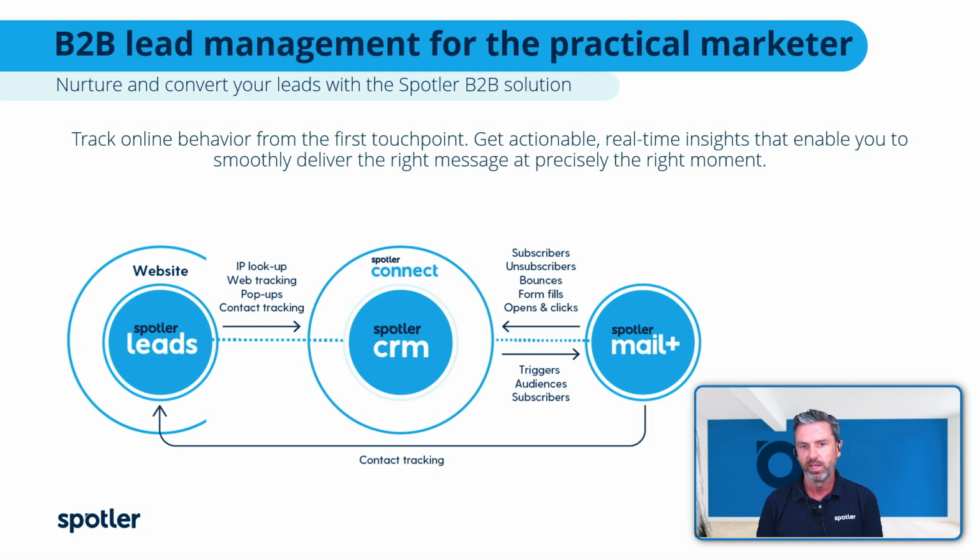This diagram here is an articulation again of how Spotler CRM is integral to everything that we provide to all of our customers through the Spotler Marketing Cloud. So CRM sits in the middle. Over on the left-hand side, we have Spotler Leads, which I've talked about. And then over on the right-hand side, we have our email marketing platform called Mail Plus. And at the final event in October, we can talk to you about Mail Plus in detail with regards to how it allows you to generate very personalized market outreach to your audience.